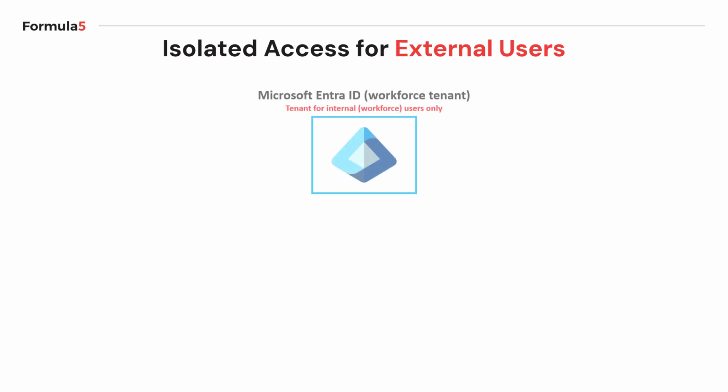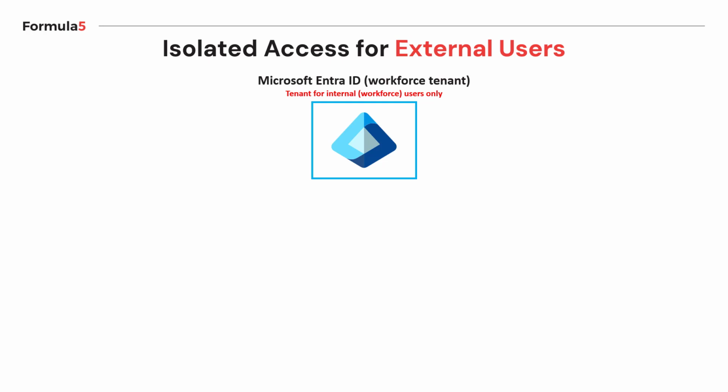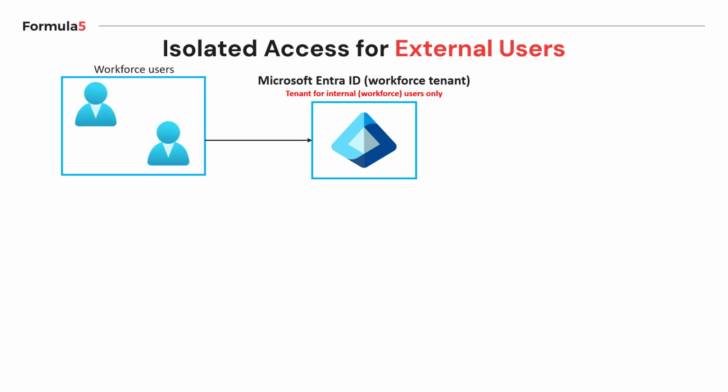Another deployment architecture is isolated access for external users. Okay, so this is different kind of deployment architecture. So let's explain it now. So in this isolated access for external users deployment architecture, again, we have our Microsoft Entra ID workforce tenant, tenant for internal workforce users only. Okay, only for employee accounts within our organization. So we have our workforce users. Their accounts are stored in the standard workforce Entra ID tenant.